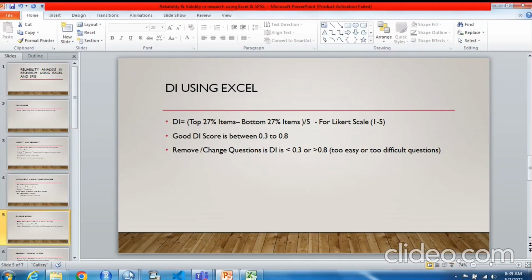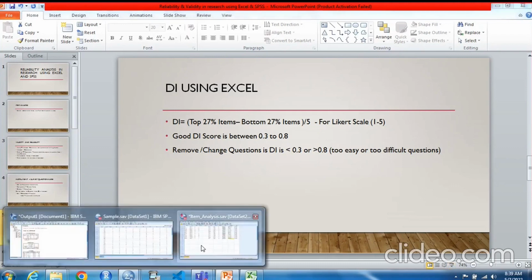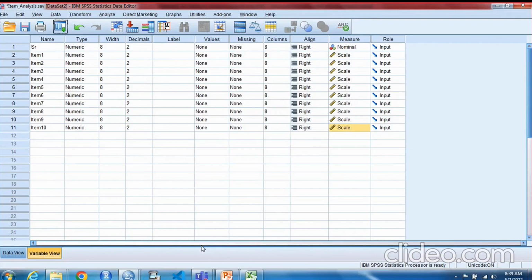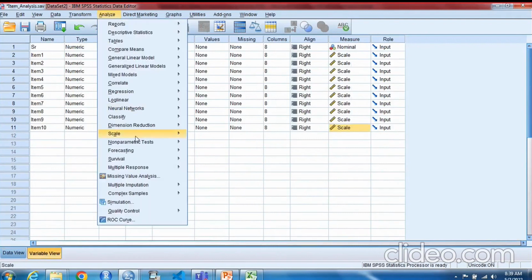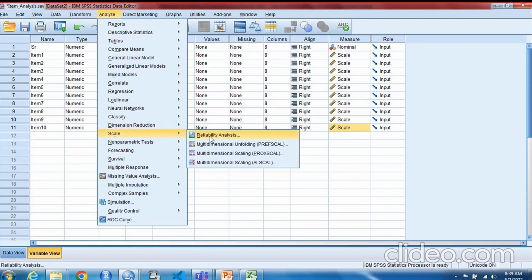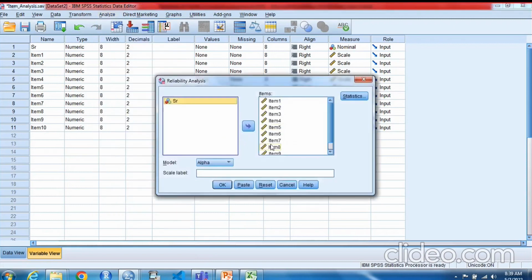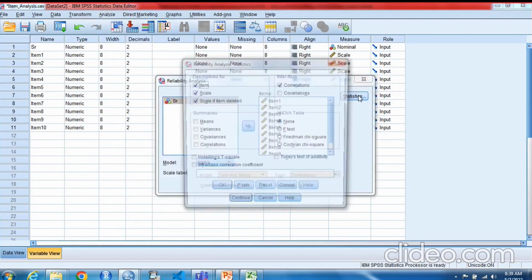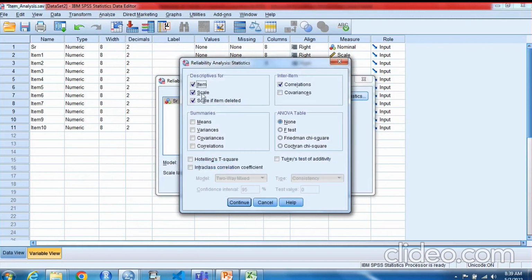I come back to my SPSS. What I have done is that we have converted everything into scale, and now the data view and variable view. Now I go to analyze, scale, reliability. I have already taken all the items, item 1 to item 10. In statistics, I want item-wise and scale-wise, and I will also check the table showing what the Cronbach alpha is if a particular item is deleted. Then I'll check the correlations. Continue.